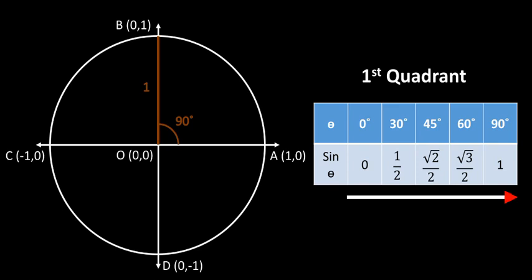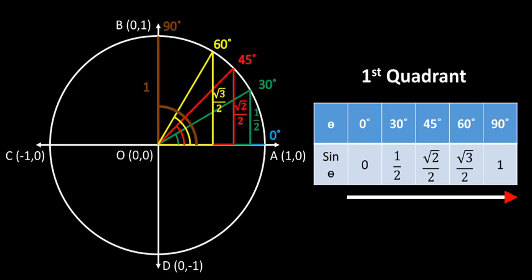And length of that perpendicular line gives the value of sine of 90 degrees. So sine of 90 degrees is 1. Observe all these things in this figure. When angle is 0 degree, we don't have any vertical line. When angle is 30 degree, we have a vertical green line whose length is 1 by 2. It gives the value of sine of 30 degrees.